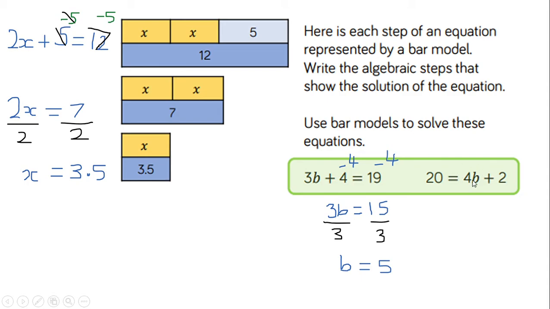Okay, this example, 20 equals 4b plus 2. I want to get 4b on its own, so I'm going to subtract 2 from both sides. And that's going to leave me with 18, because 20 take 2 is 18. 18 now equals 4b. I want to get the b on its own, so I can do the inverse of 4 times. I'm going to divide by 4, but I'm going to do the same to both sides. I'm going to divide both sides by 4, which is going to leave b on its own here, and then 18 divided by 4, which is 4.5. b equals 4.5. Okay, well done if you got those right.